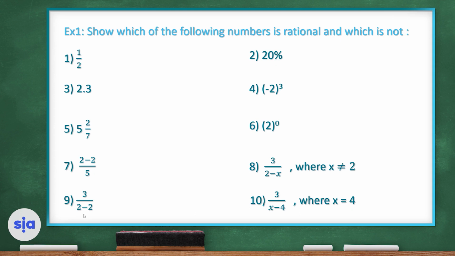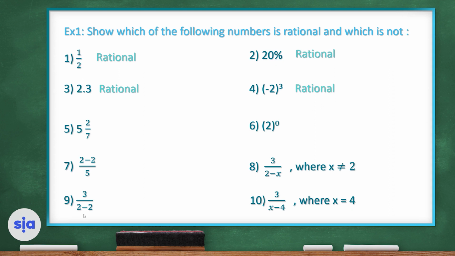So in number 1, 1 over 2 is a rational number. Number 2, 20% can be written as 20 over 100, so it is a rational number. Question 3, 2.3 can be written as 23 over 10, so it is a rational number. Question 4, (-2) to the power of 3, which is equal to -8, can be written as -8 over 1. It's also a rational number.